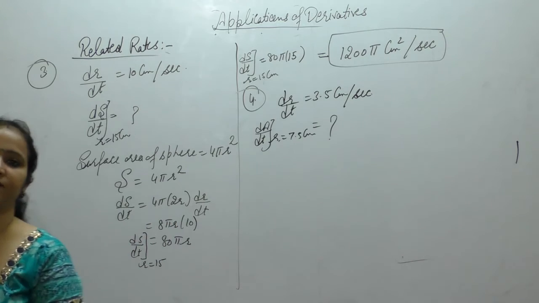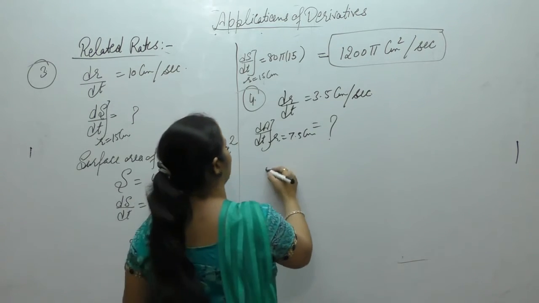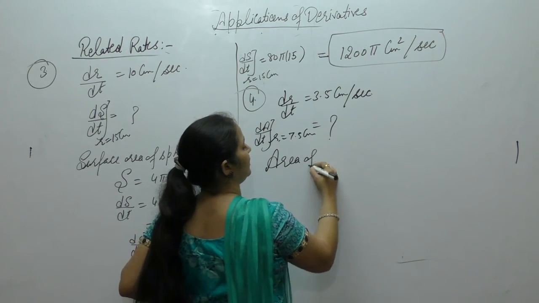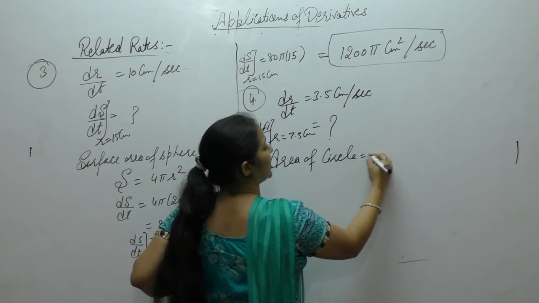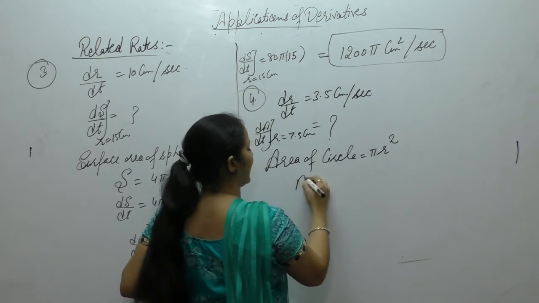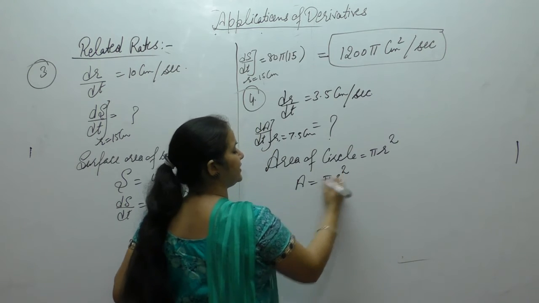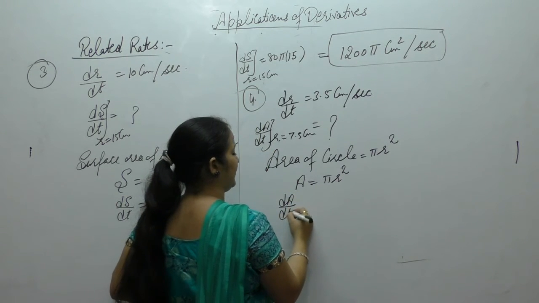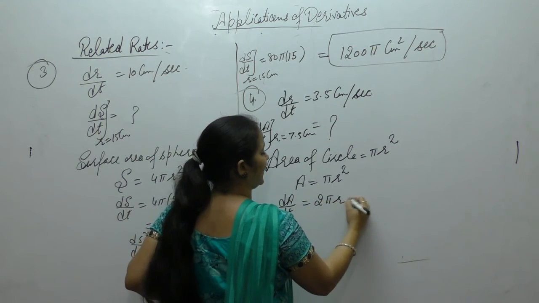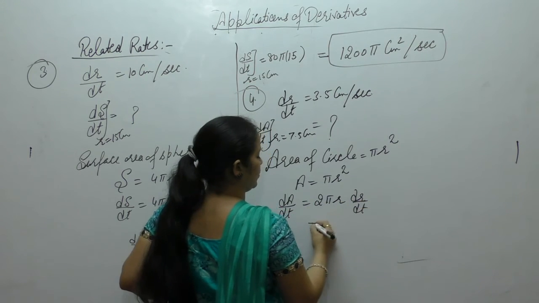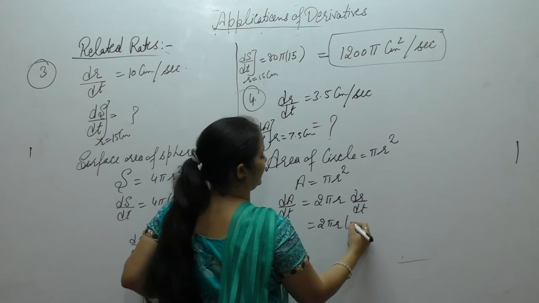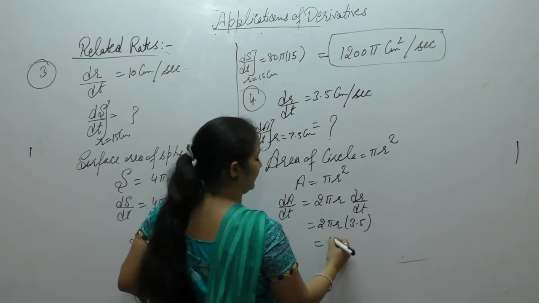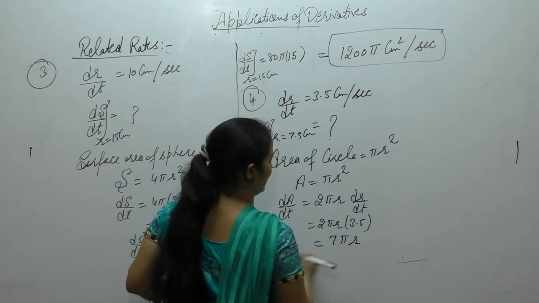Now, the wave is in the form of a circle. So, area of circle is pi r square. Now, differentiate with respect to t: dA upon dt is 2 pi r dr by dt. What is the value of dr by dt? 3.5. 3.5 into 2 is 7 pi r.